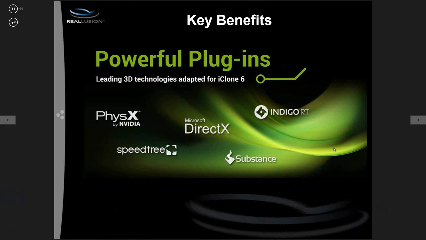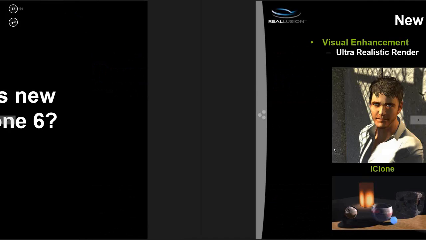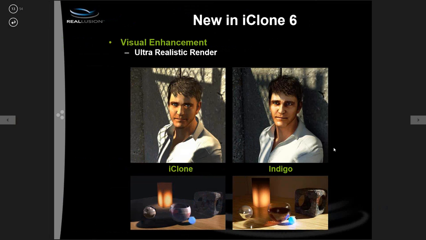We have all kinds of stuff you can buy, and these are just basically a couple of the powerful plugins. So like I mentioned, Substance. We also have speed trees, so if you're familiar with Unity or something like that, we use speed trees within iClone, which are very cool and realistic trees, which I'll show you later on as well. So let's talk about what's new in iClone. Ultra-realistic renders.